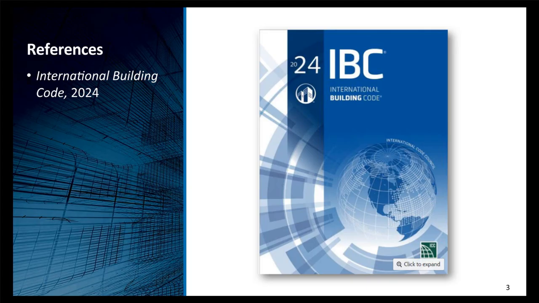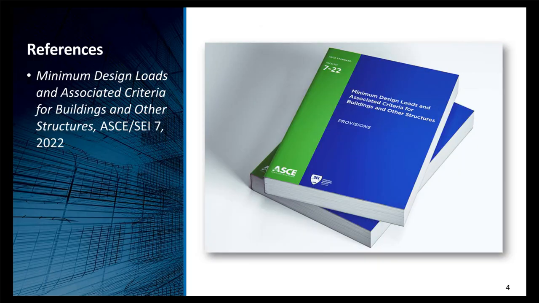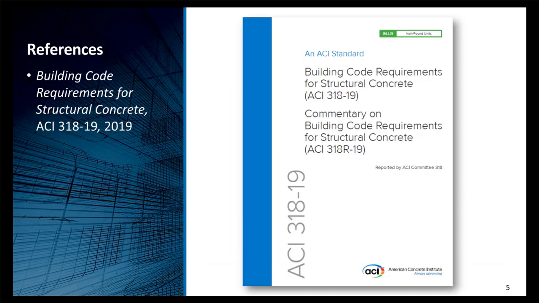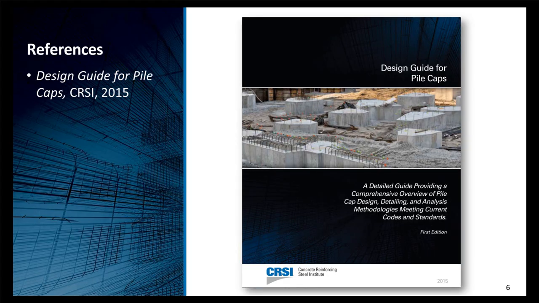It's the latest stuff as we did in the first two parts. The 2024 International Building Code, ASCE 7-2022, the 2019 edition of ACI 318, and the examples are going to come directly from the design guide we have. Now, I'm not going to follow those, as I had mentioned, directly, and I'll point out the differences.